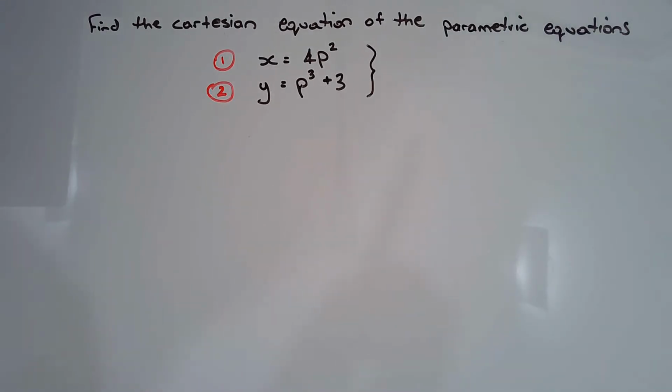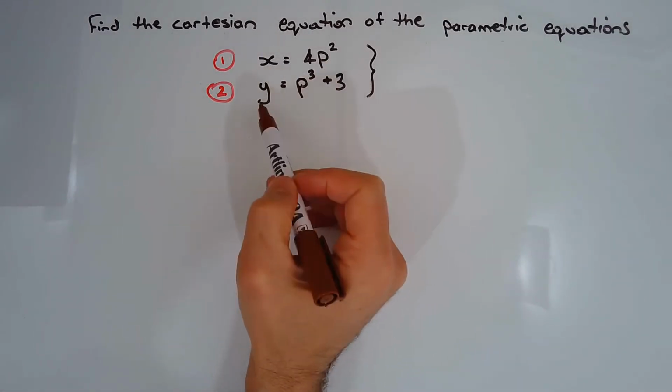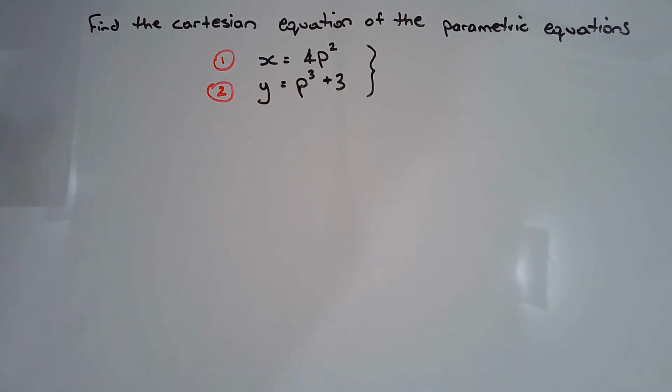So this is somewhat similar to the last video that I've done, and the example that I used in the last video, and we saw that it was a parabola, so you're welcome to have a look at that video if you haven't seen it already. But this one's a little bit different. x is in terms of p squared, y is in terms of p cubed. So this poses some challenges of its own.